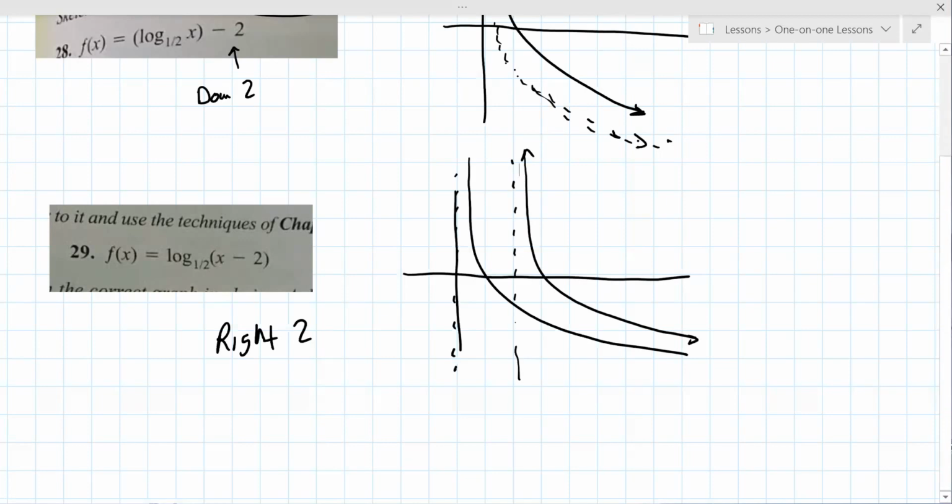All right. On to number 39 through 41 all. 39 through 41 all. Okay. 39.